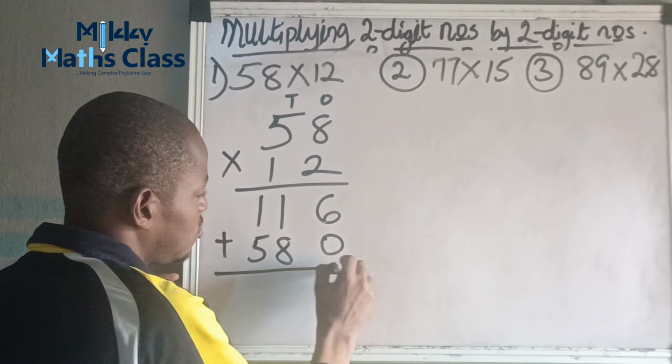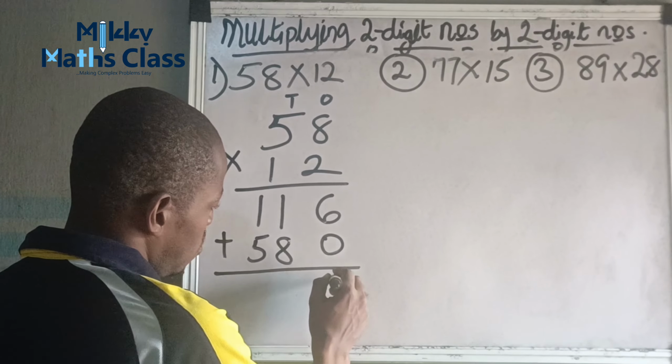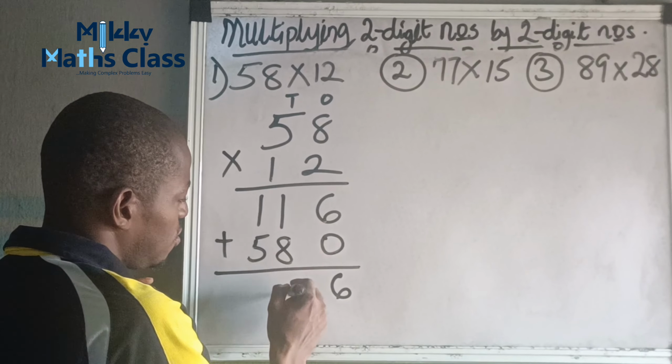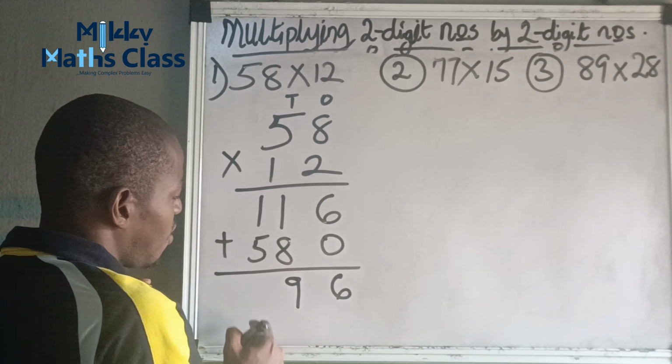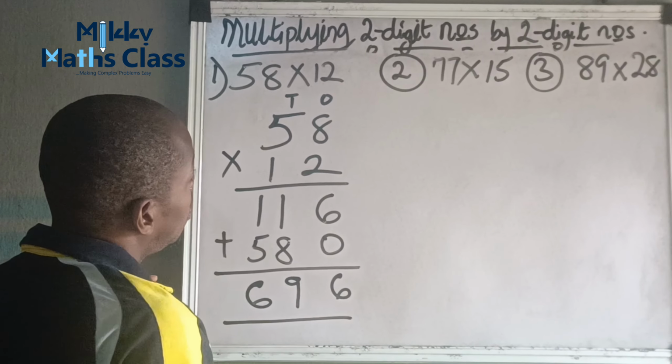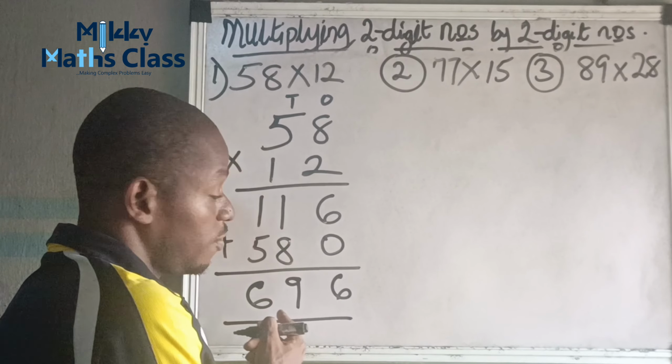So let's add the two of them together. 6 plus 0, that's 6. 1 plus 8, that's 9. 1 plus 5, that's 6. So 58 times 12 is 692.